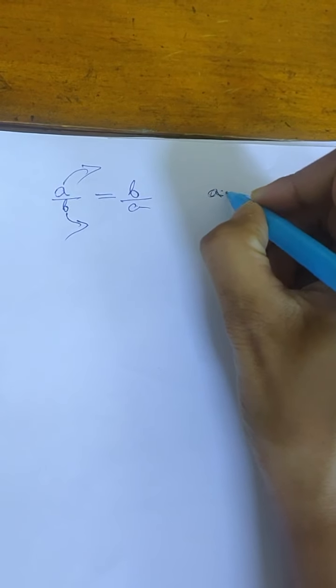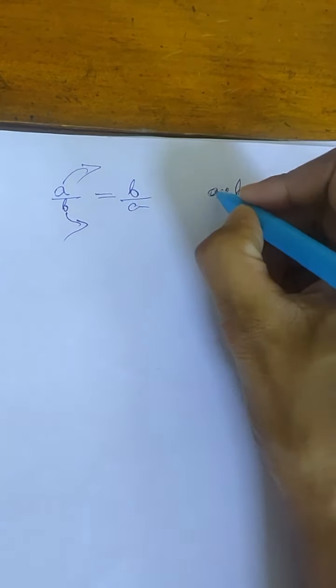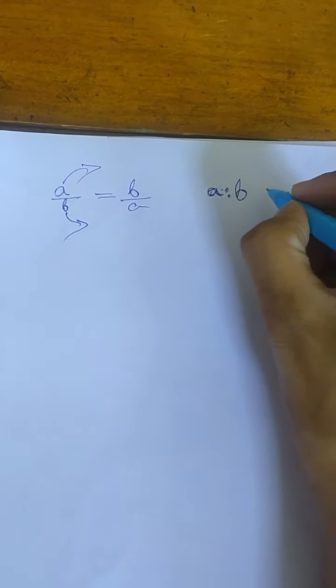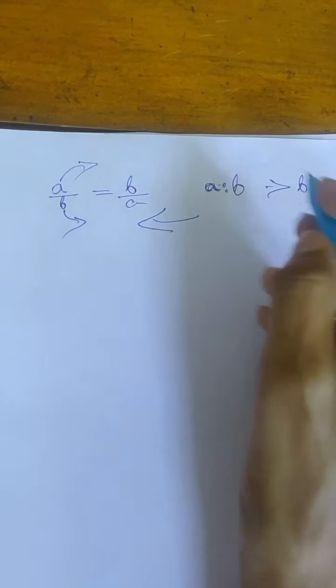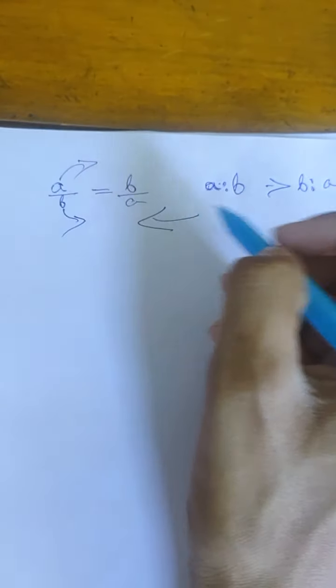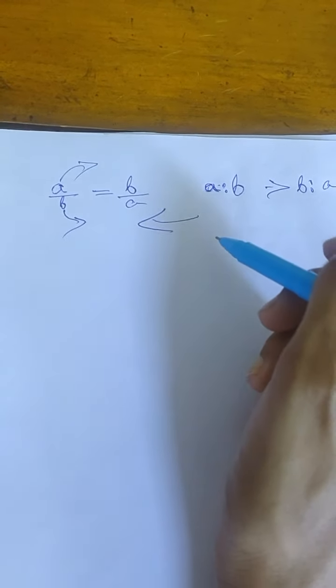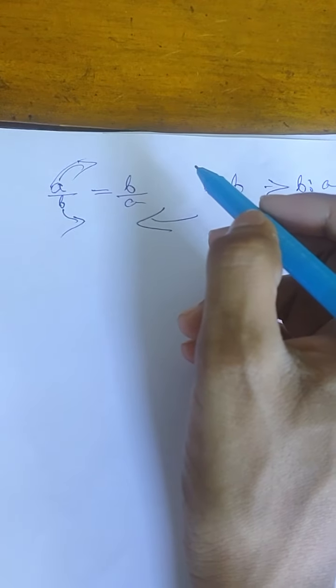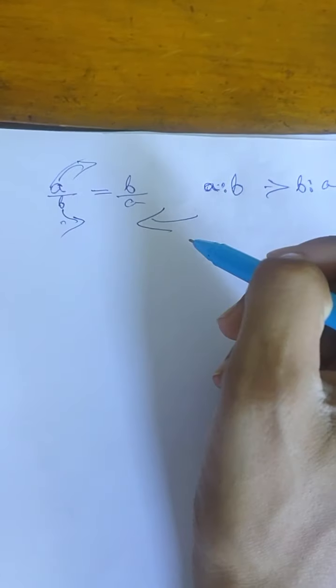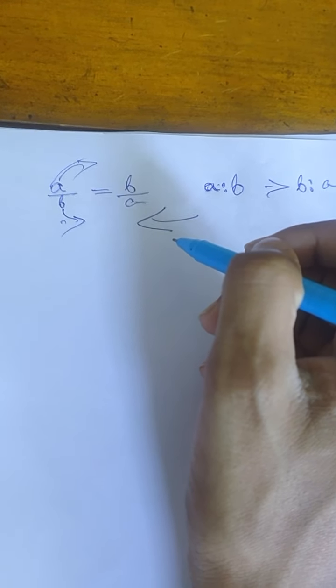If A is to B is a ratio, then their inverse ratio will be B is to A. Similarly, if A by B is a ratio, then B by A will be their inverse ratio, where A is called the antecedent and B is called the subsequent.